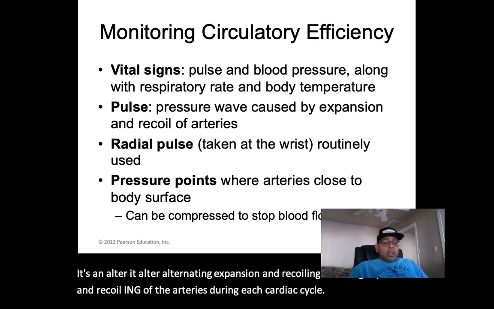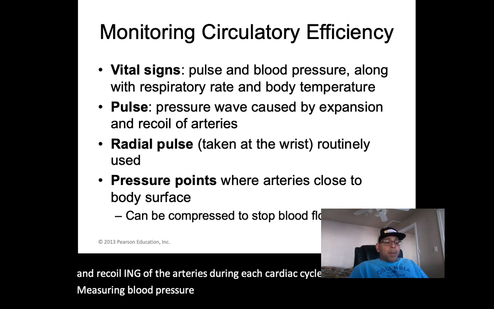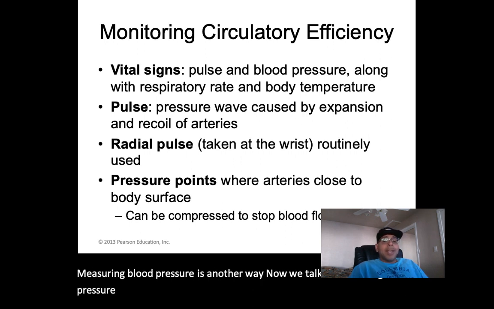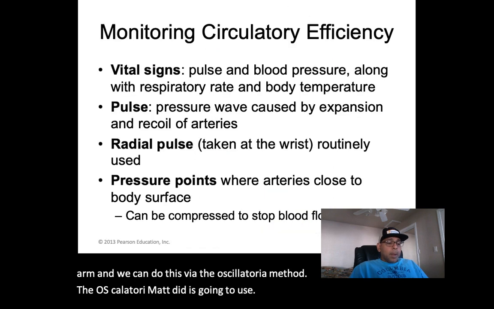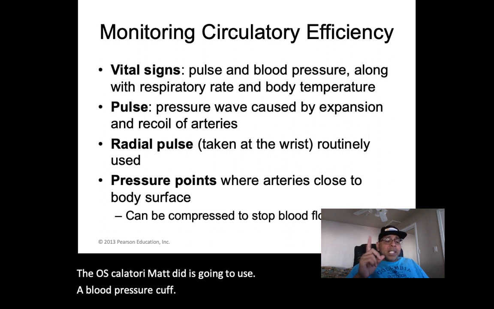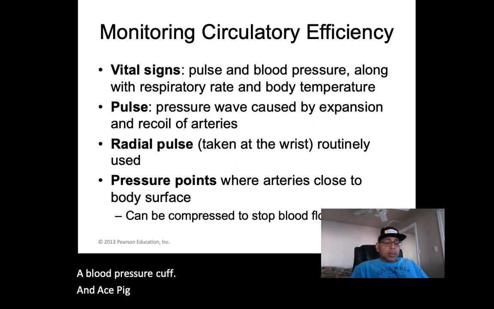Measuring blood pressure is another way. Now we talk measuring blood pressure. Blood pressure is measured indirectly in the brachial artery of the arm, and we can do this via the oscillatory method. The oscillatory method is going to use a blood pressure cuff and a sphygmomanometer. I'll explain that in a few seconds.